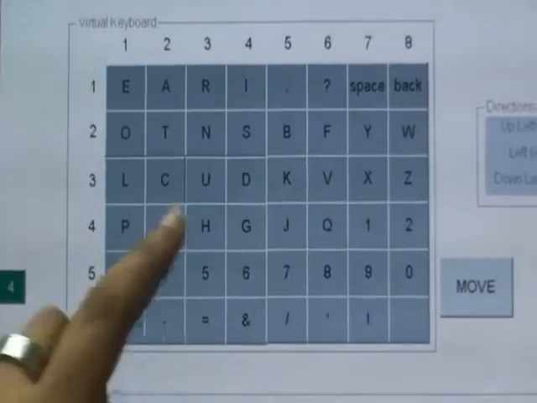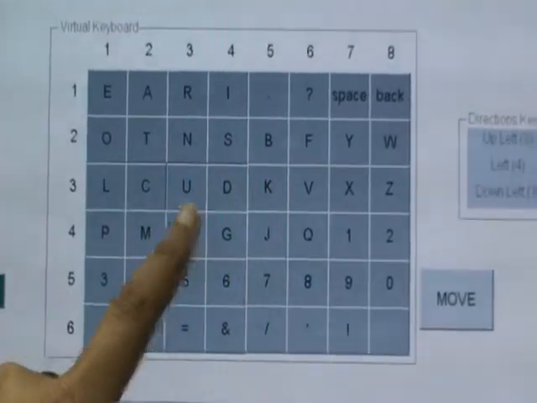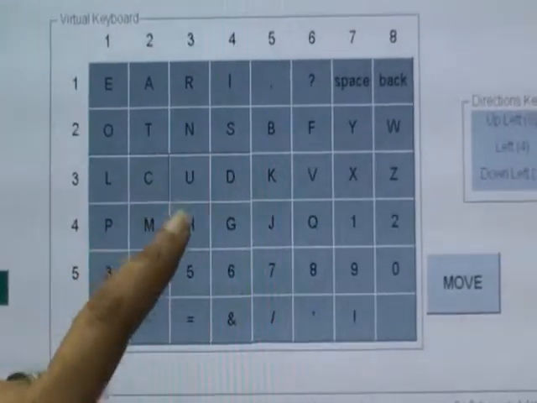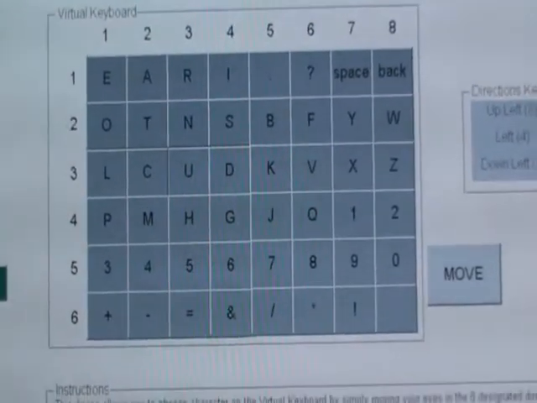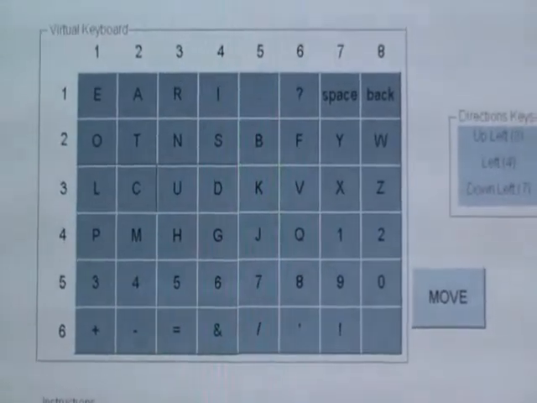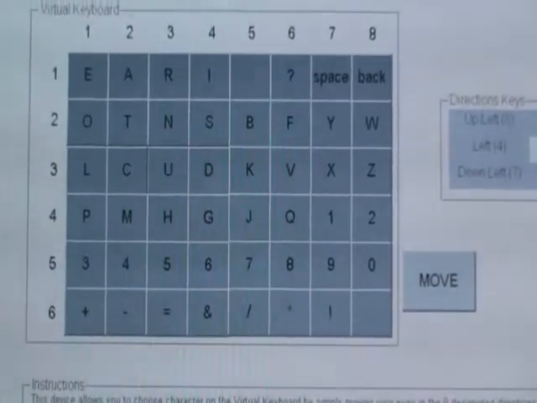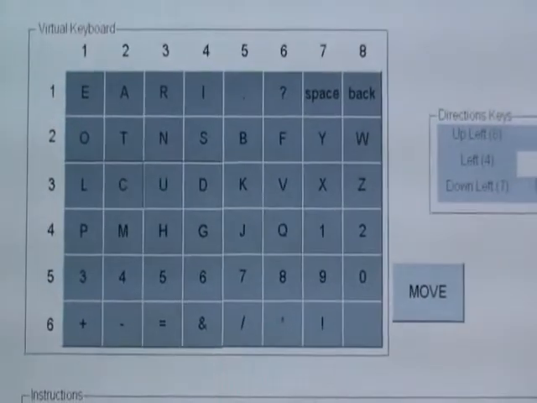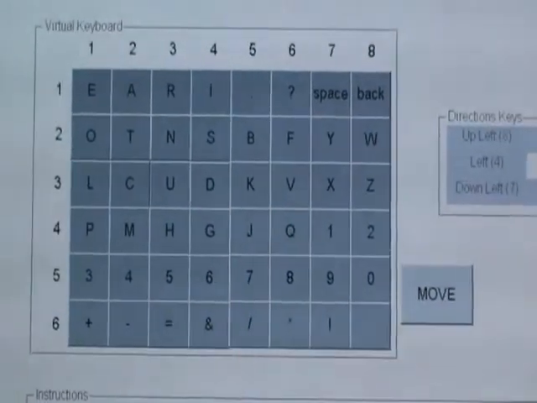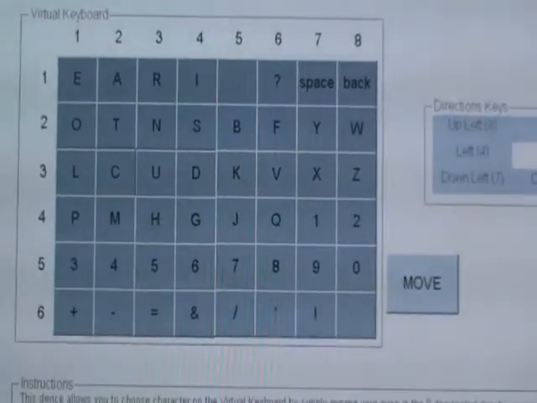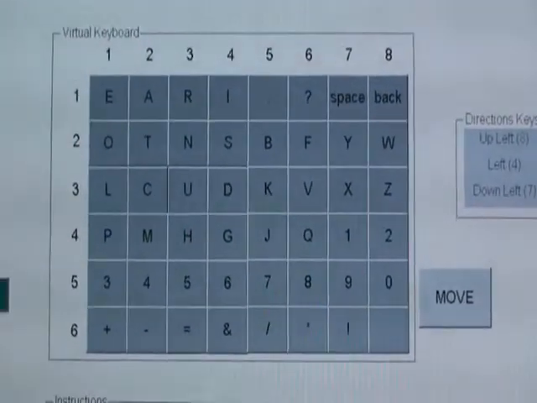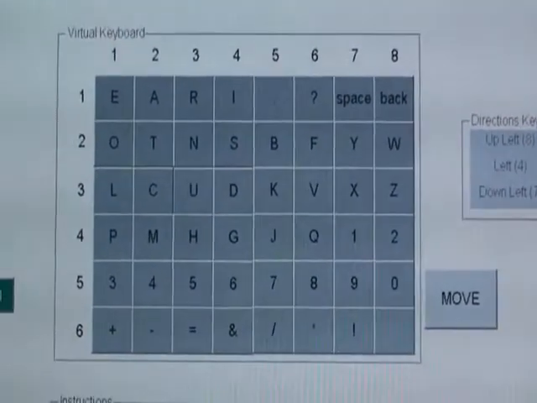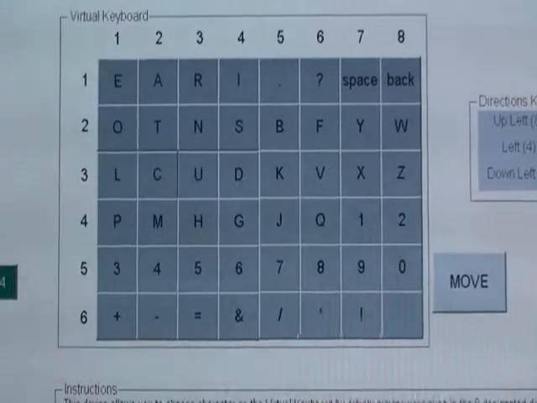For example, let's look at the letter D. D is in row number 3 and column number 4. In this particular system, number 3 is controlled by a down movement and number 4 is controlled by a left movement. Therefore, users first look down to select row number 3, followed by left to select column number 4, thereby selecting the character D.